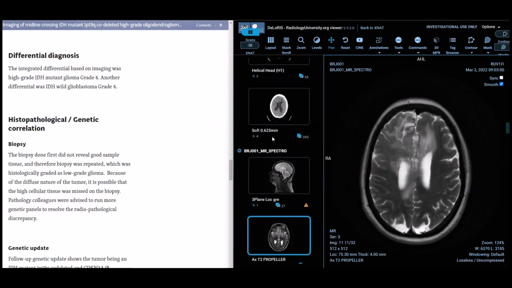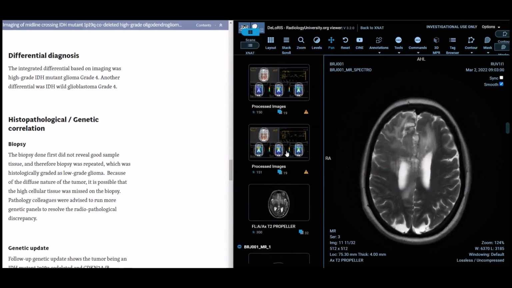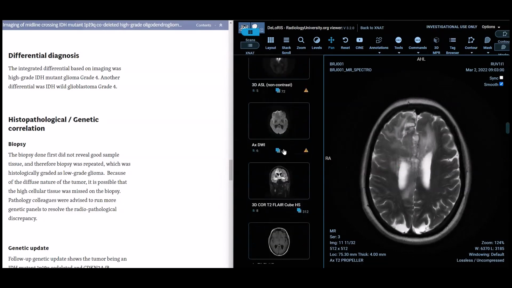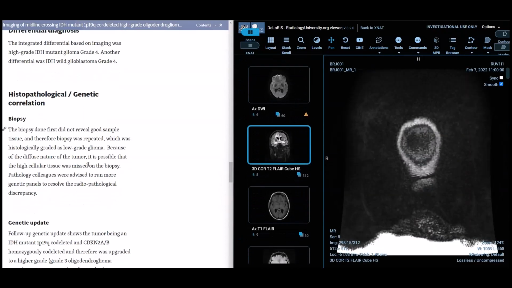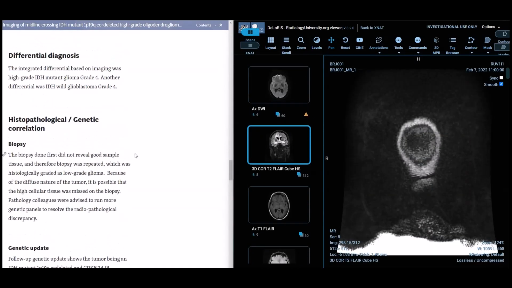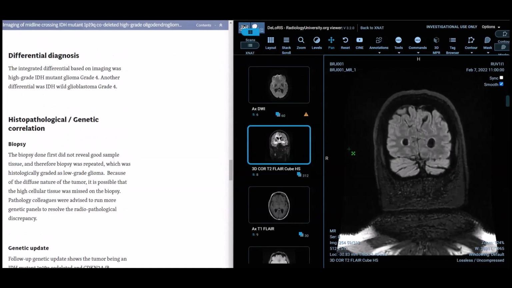Differential diagnosis. The integrated differential based on imaging was high-grade IDH mutant glioma grade 4. Another differential was IDH wild-type glioblastoma grade 4.